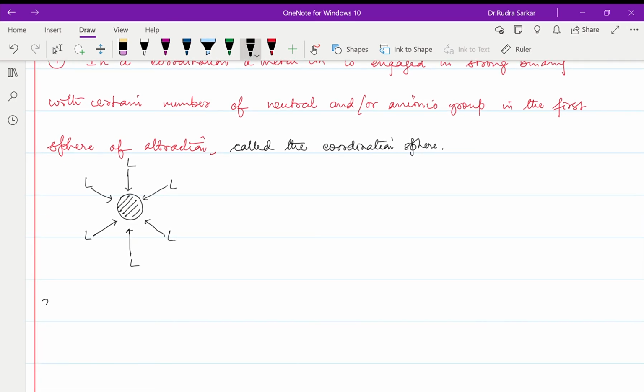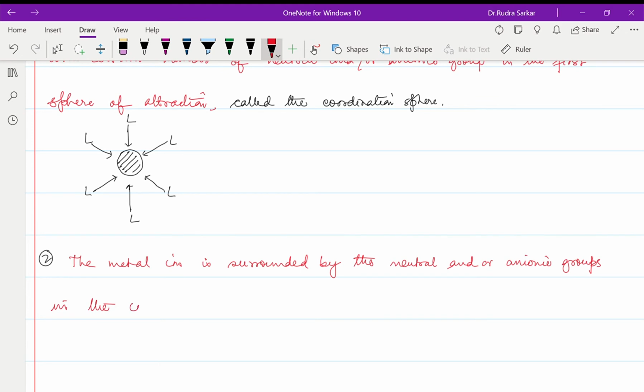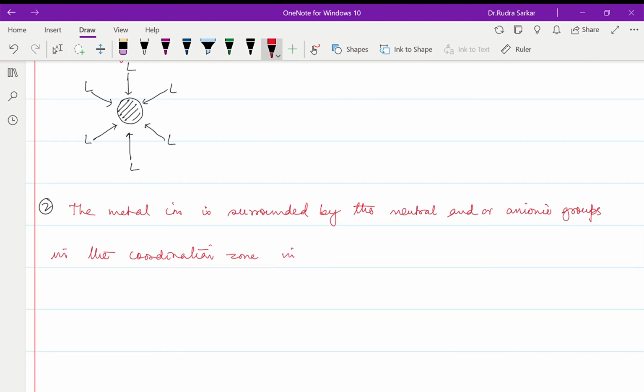What is the second thing that he said? The metal ion is surrounded by the neutral, sorry, neutral and or anionic groups in the coordination zone in a definite geometrical arrangement.